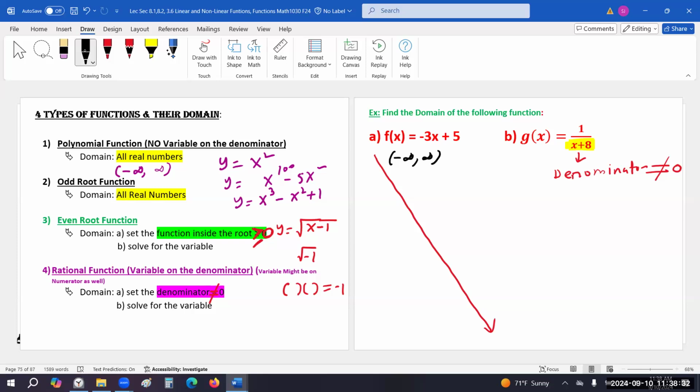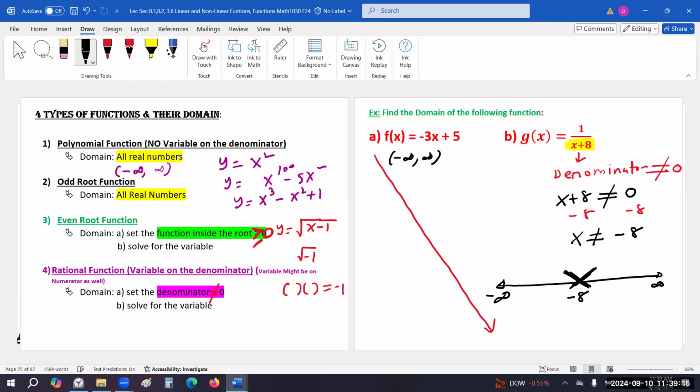So what do we have in the denominator? x plus 8. So this whole x plus 8 cannot be 0. To solve for x, we subtract 8. So x cannot be which number? Negative 8. So we can substitute our x with any number except negative 8. If you draw the number line from negative to positive infinity, you can substitute anything, but there's only one number, negative 8, that we definitely cannot substitute for x. You can substitute anything before negative 8 and anything after it, but definitely not negative 8.